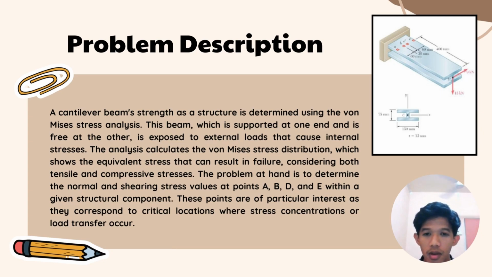So I will start with a problem description of our assignment presentation. A cantilever beam's strength as a structure is determined using the von Mises stress analysis. This beam, which is supported at one end and is free at the other, is exposed to external loads that cause internal stresses. The analysis calculates the von Mises stress distribution, which shows the equivalent stress that can result in failure, considering both tensile and compressive stresses.